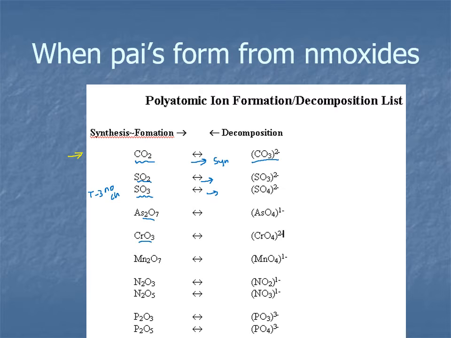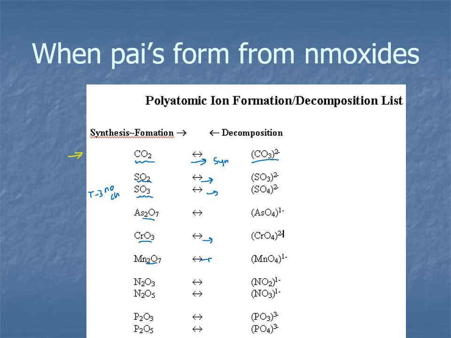Chromium 6 oxide, if you look at that, chromium 6 oxide. Now I do know that chromium is a metal, but it functions here as creating a polyatomic ion, and so we're just going to name it that way at the moment. And it'll make a chromate. Let's see, manganese 7 oxide will make a permanganate. So this is how they synthesize.